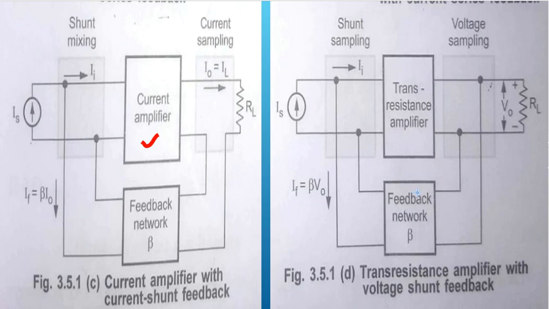This figure shows the block diagram of the voltage shunt feedback amplifier. In this amplifier, the input mixing is the shunt mixing and the output sampler is a voltage sampler. Here the input is a current and the output is a voltage. So the gain is the ratio of output voltage to input current Is. That gives a basic amplifier that is a transresistance amplifier. In this transresistance amplifier, the ideal values of the input resistance and output resistance are Ri equal to 0 and R0 equal to 0.